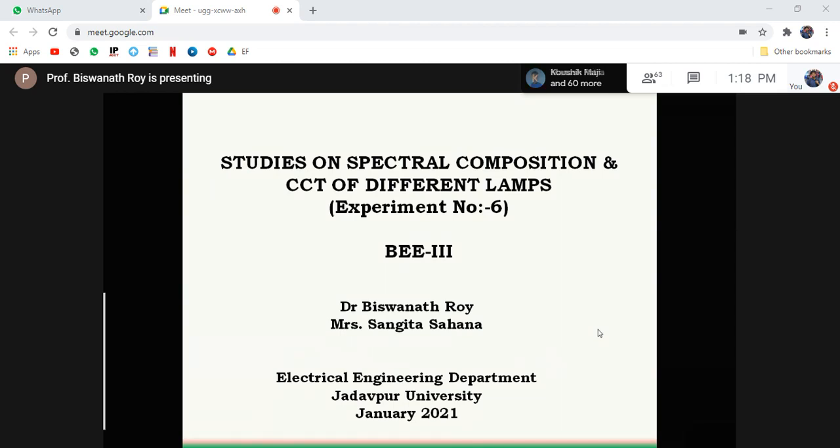We are going to discuss the underlying theory and the process of experimentation and some results of experiment 6. The title of the experiment is Studies on Spectral Composition and CCT. CCT stands for Correlated Color Temperature of Different Lamps. So this is the title of the experiment, and myself, Vishwanath Roy, and Sangita madam, both of us are going to present this.